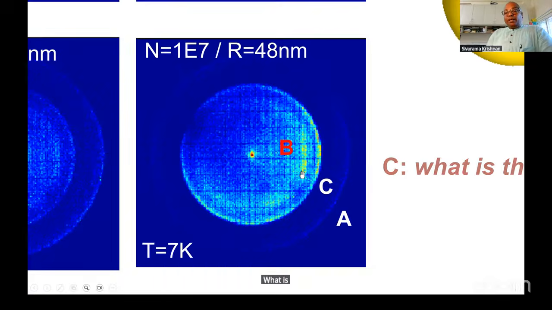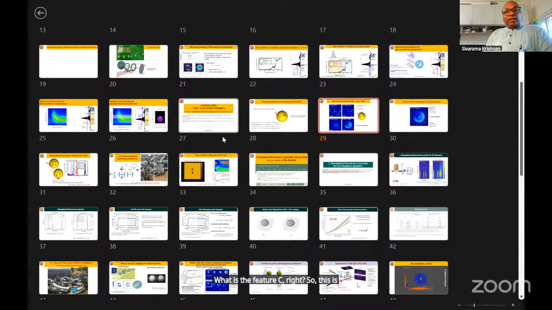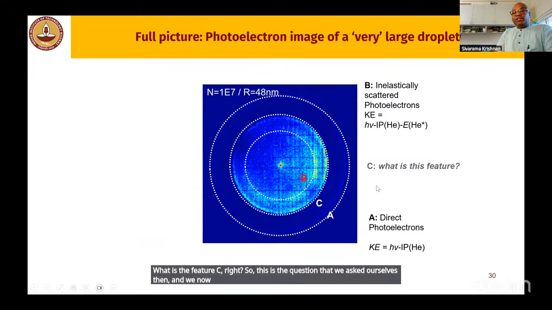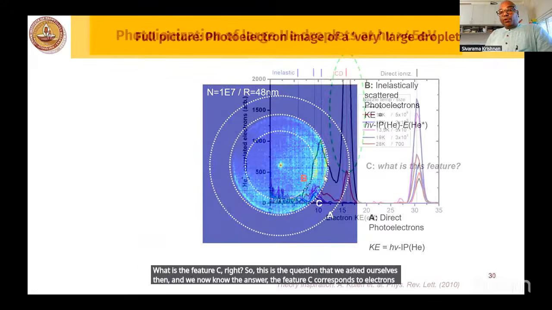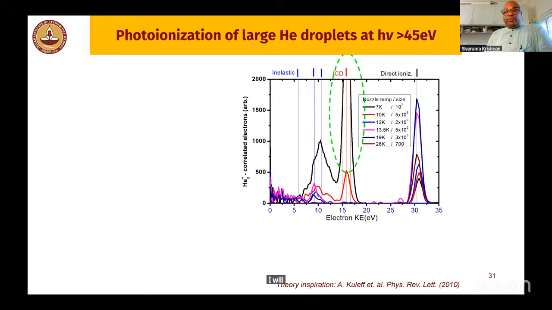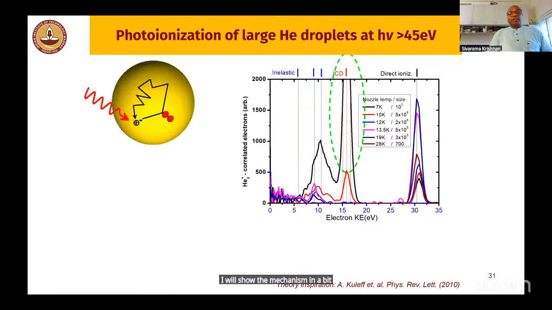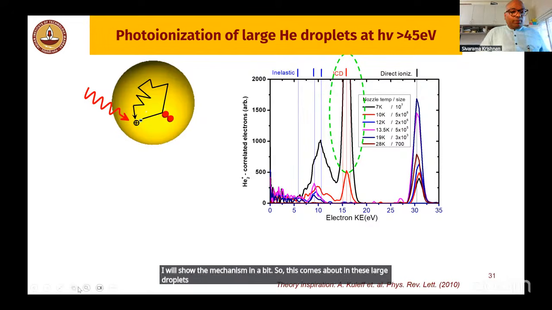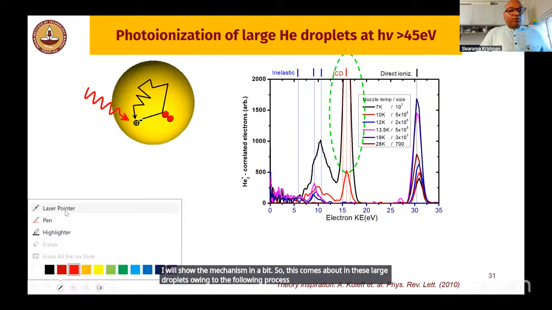What is the feature C? Right, so this is the question that we asked ourselves then, and we now know the answer. The feature C corresponds to electrons coming out with a kinetic energy of 15 eV. This is due to a process called interatomic Coulombic decay. I will show the mechanism in a bit. So this comes about in these large droplets owing to the following process. The process is as follows.